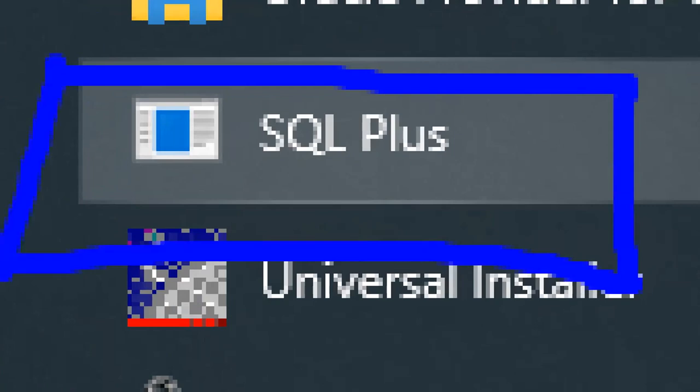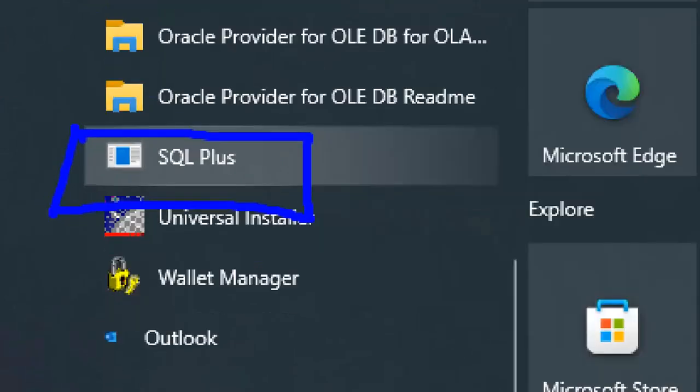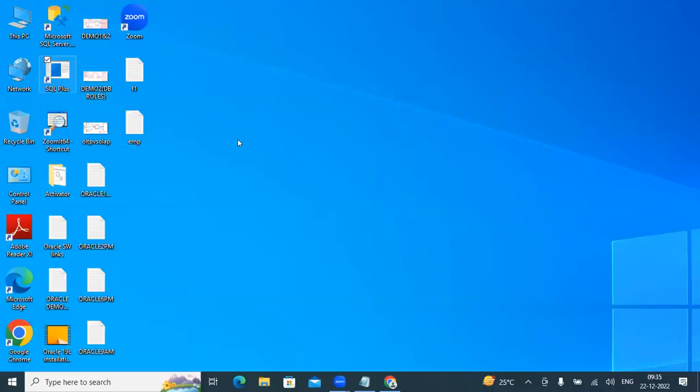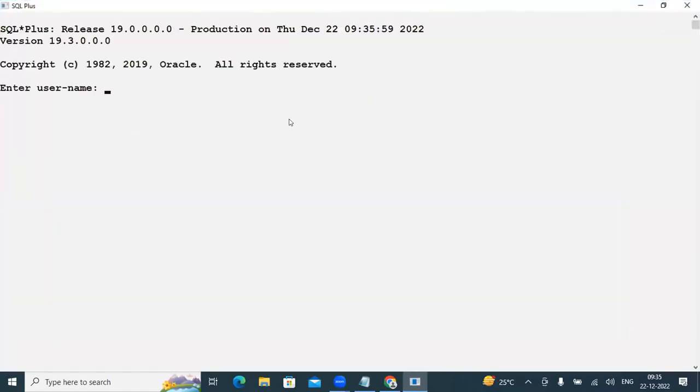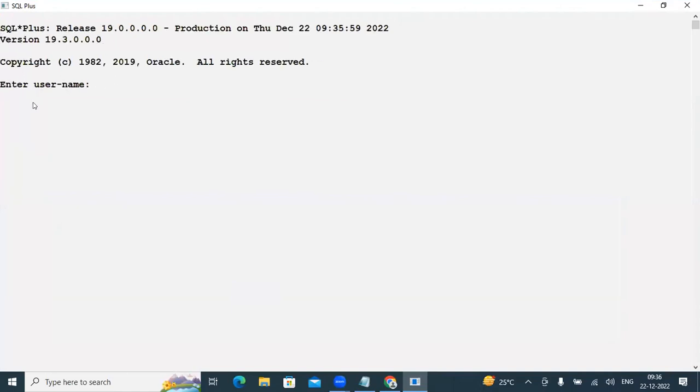After successfully installing your software, you will get this icon or tool. Now I just click on it. When you click, you can't directly connect to Oracle because databases have security, so a user name is required. There is no chance for a user to connect directly to Oracle. So we need to enter our username and password.